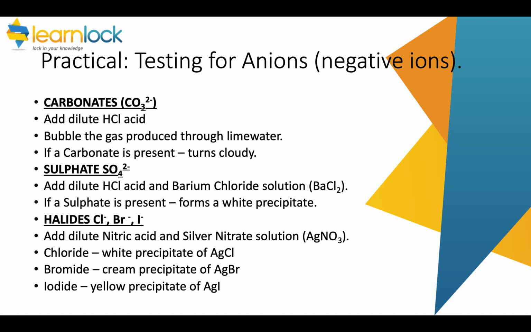Finally, halides. If you add dilute nitric acid and silver nitrate solution, you'll get different colour precipitates depending on the halide. If it's a chloride, you'll form a white precipitate of silver chloride. If it's a bromide, you'll make a cream precipitate of silver bromide. And if it's iodide, you'll make a yellow precipitate of silver iodide.